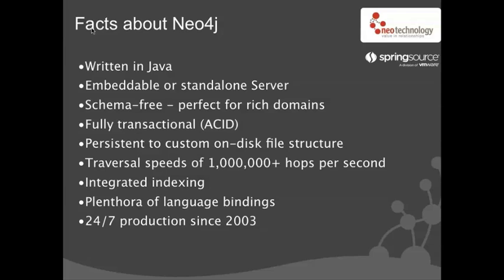Nothing special. It comes with integrated indexing for finding start nodes for traversals. The default index provider is still Lucene, which is also fully transactional. So whenever you add nodes to an index, these are also inside of your transaction. There are very, very many language bindings that are provided mostly by the community, which is quite interesting.